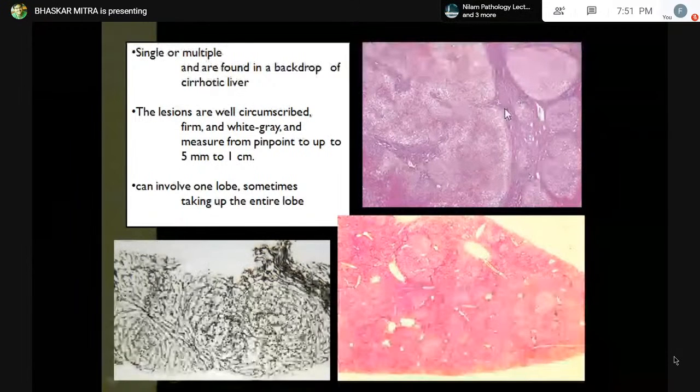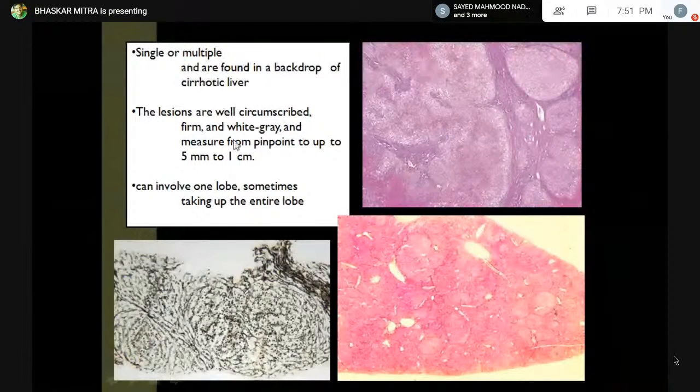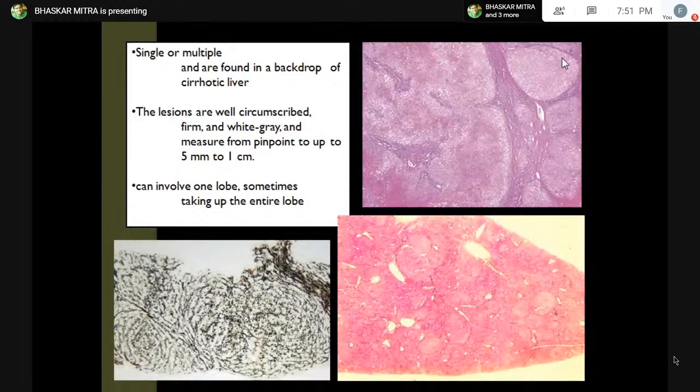They are usually well circumscribed, as we can see in this picture, firm and white-gray in color. It may be the size of a pinpoint, from 2 to 5 millimeters up to 1 centimeter in length. It can involve the entire liver. When you see the reticulin pattern, again we can see the cell thickness is 1 to 2 cell layers, so the cell thickness is less than 2 or 3.